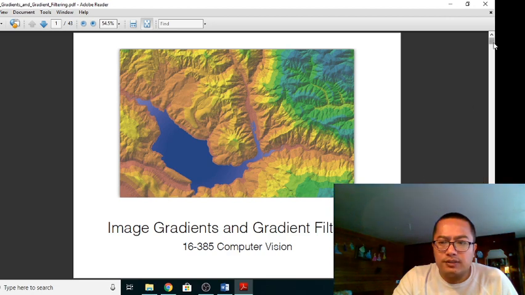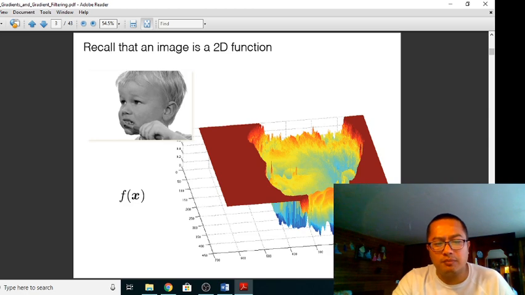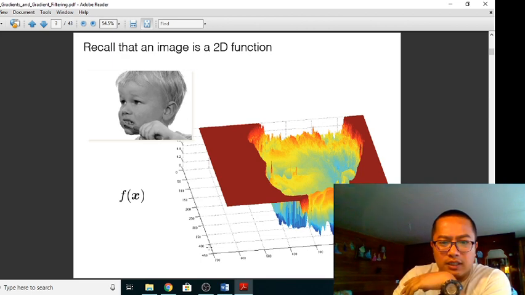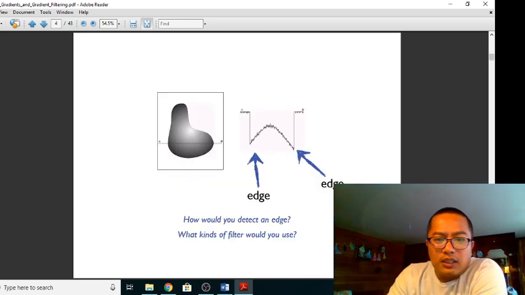I'm going to discuss certain things with you. What is an image? We know an image is a 2D function, with x and y, and z is the intensity, a 3D representation of the image. And what is an edge?